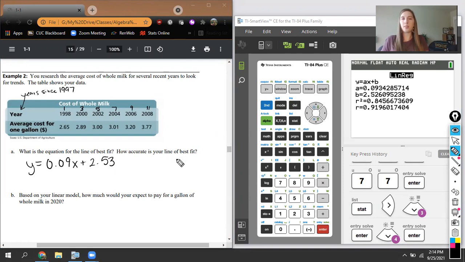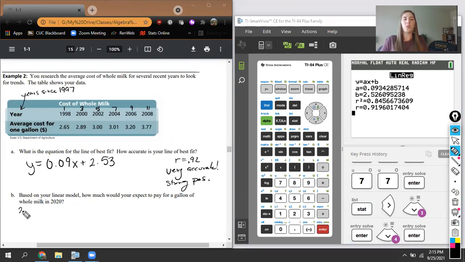And then how accurate is this line of best fit? R equals 0.92. This is very accurate. We have a strong positive relationship. Now it says, based on your linear model, how much would you expect to pay for a gallon of milk in 2020? Now, do I want to put 2020 in for my X? No, you do not, because you want to pay attention to the years since 1997.